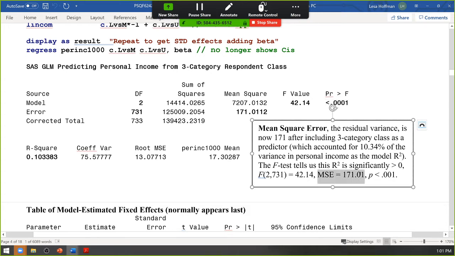MSE then, that stands for mean square error. That's your residual variance. So with these four numbers, mean square error, which is residual variance, your F value, and your degrees of freedom, if you wanted to, you could recreate the rest of this entire table.